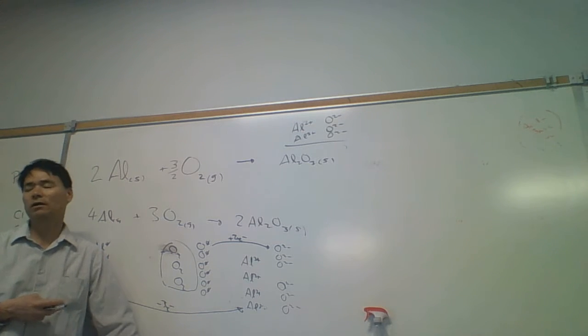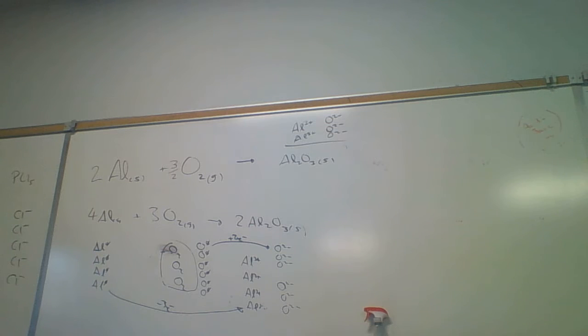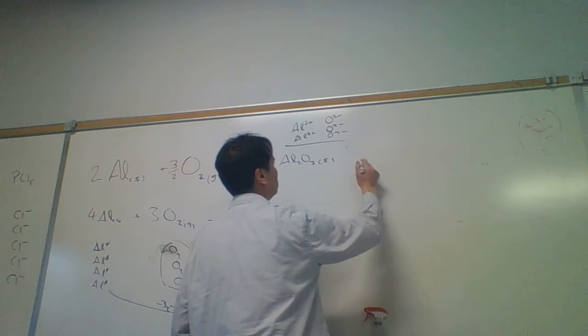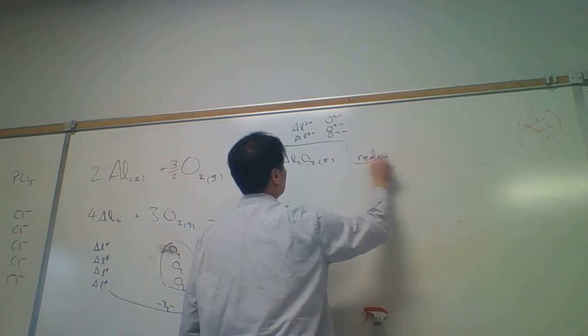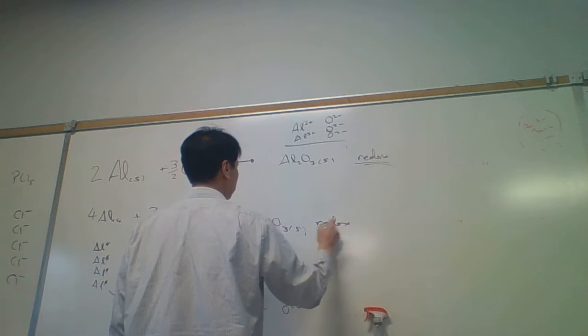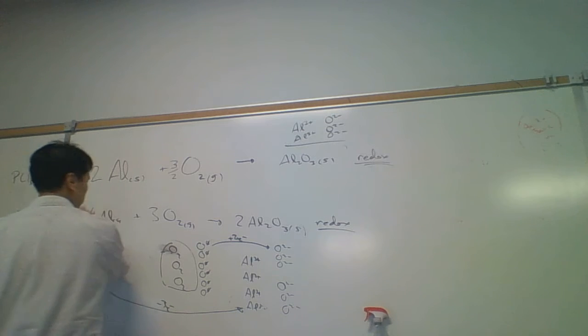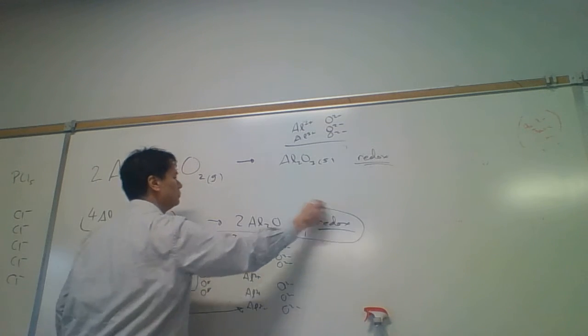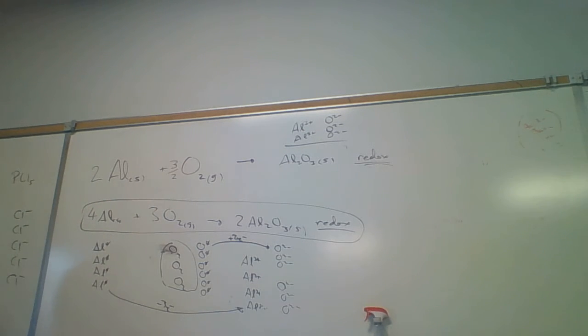This is what we call, what type of reaction is this? Redox reaction. Redox. This is a redox reaction. Oops, this is the balanced redox reaction. What was the oxidizer? Oxygen, and the reducer? Aluminum. Yeah, oxygen is the oxidizer, metals are typically reducers.